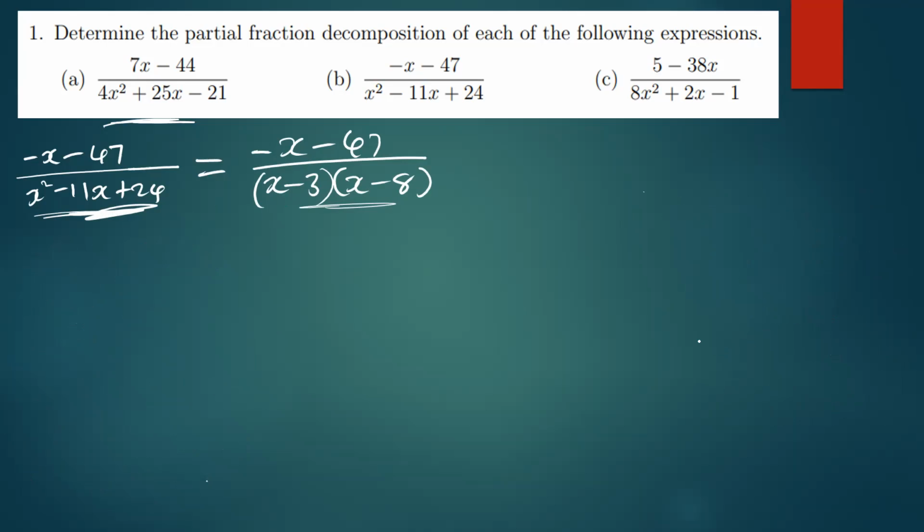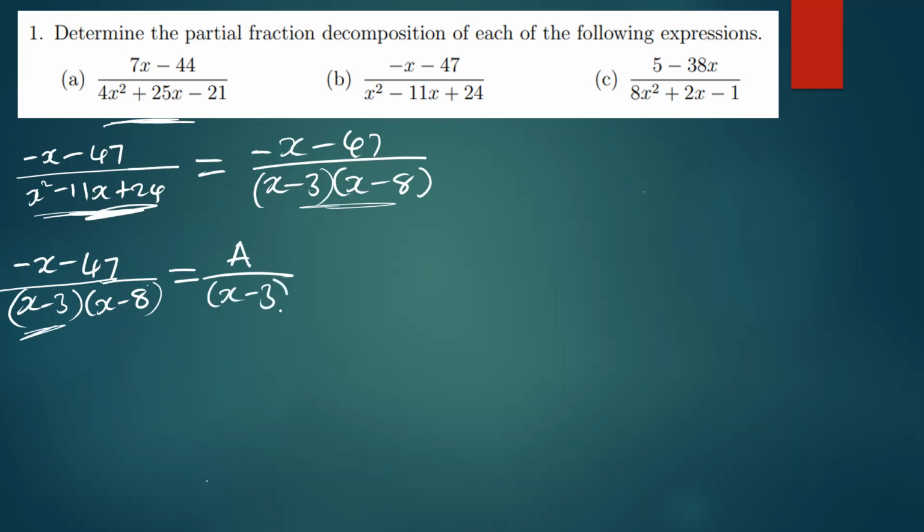Okay, so we have negative x minus 47, then everything over x minus 3 times x minus 8 there. So this will be equated to the standard form of partial fractions that have linear factors like these that we have here. The first one there will be a over the first linear factor, x minus 3. And then the second one will be plus b over the second linear factor, x minus 8.